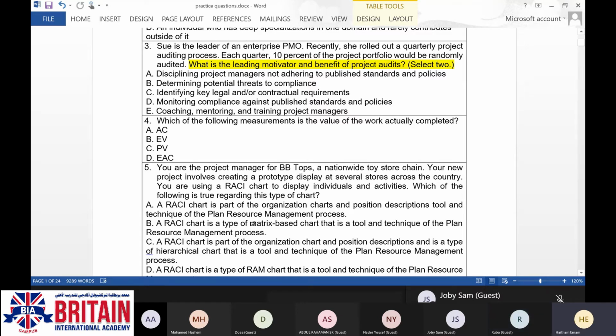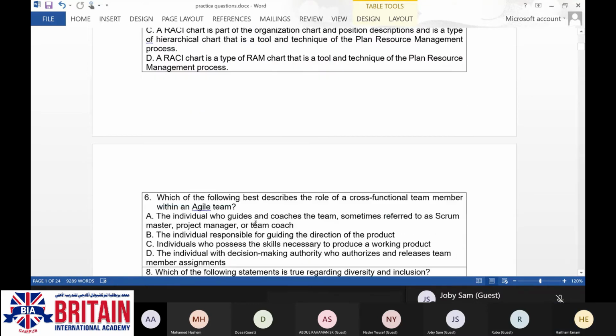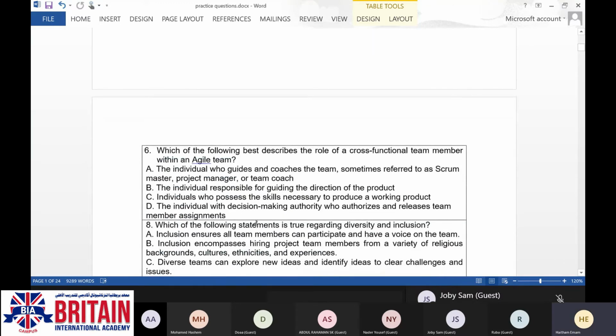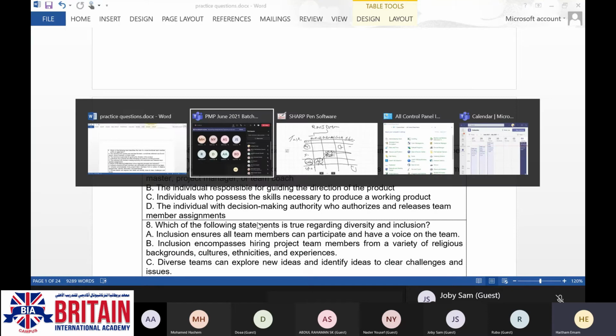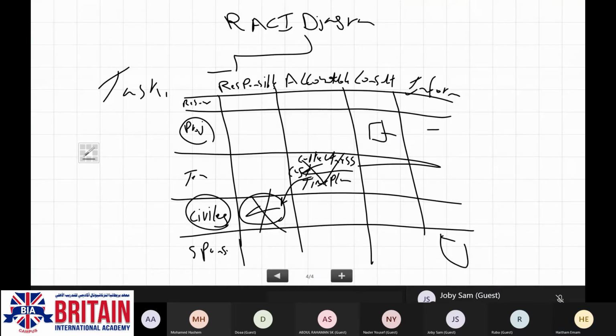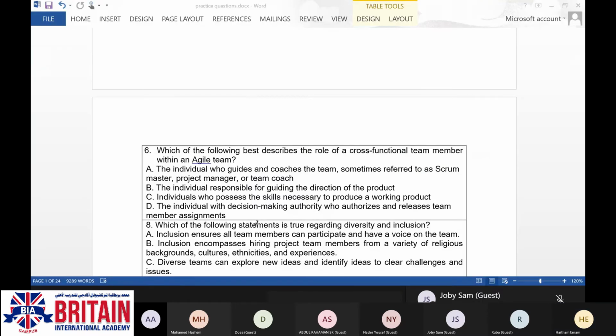Let's go to question number 6. Let me ask Engineer Muhammad. Engineer Muhammad, yes, please. Which of the following best describes the role of a cross-functional team member within an agile team?